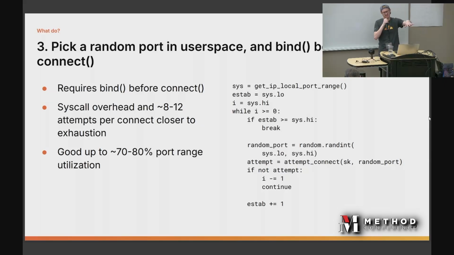So in this case, while it's perfectly fine to bind this way, the problem is you're introducing more syscalls and potentially more slowdown. The other issue is that this is only really good up to 70 or 80% of the port range, and we'll find out why later. But the gist of it is that once you start exhausting your ports, this thing gets slower and slower and slower. So it works great, it's fast, but it's not good enough, right?